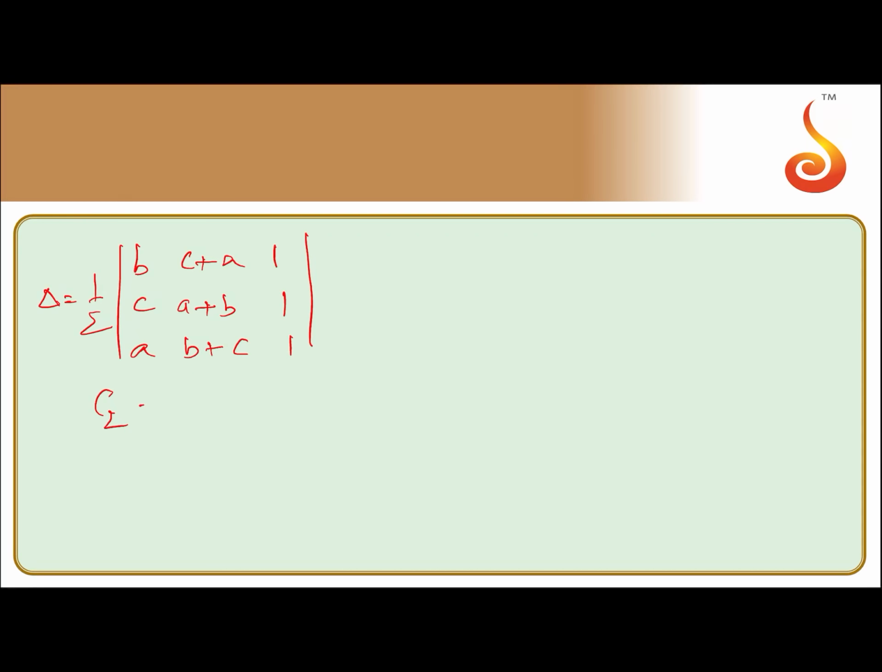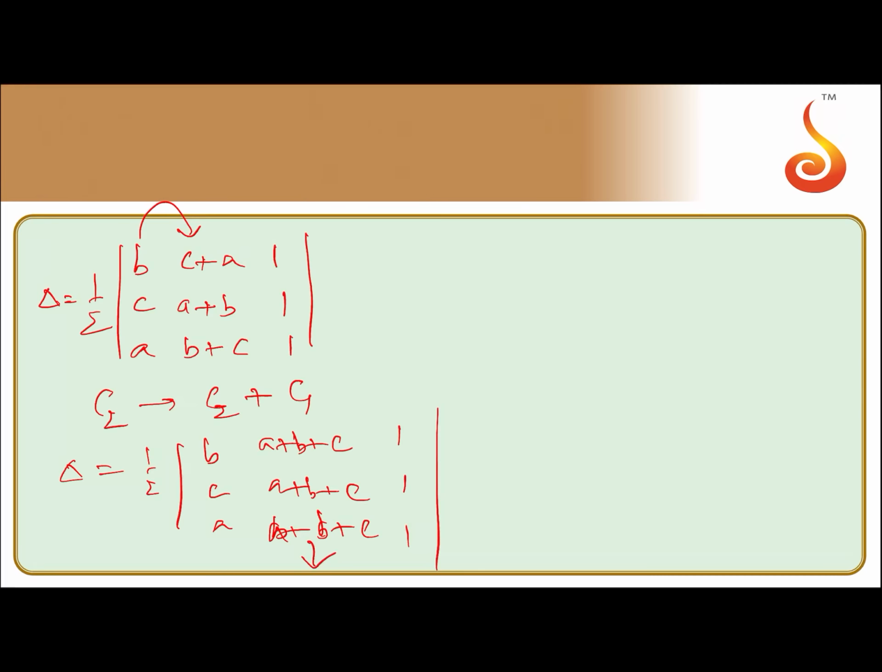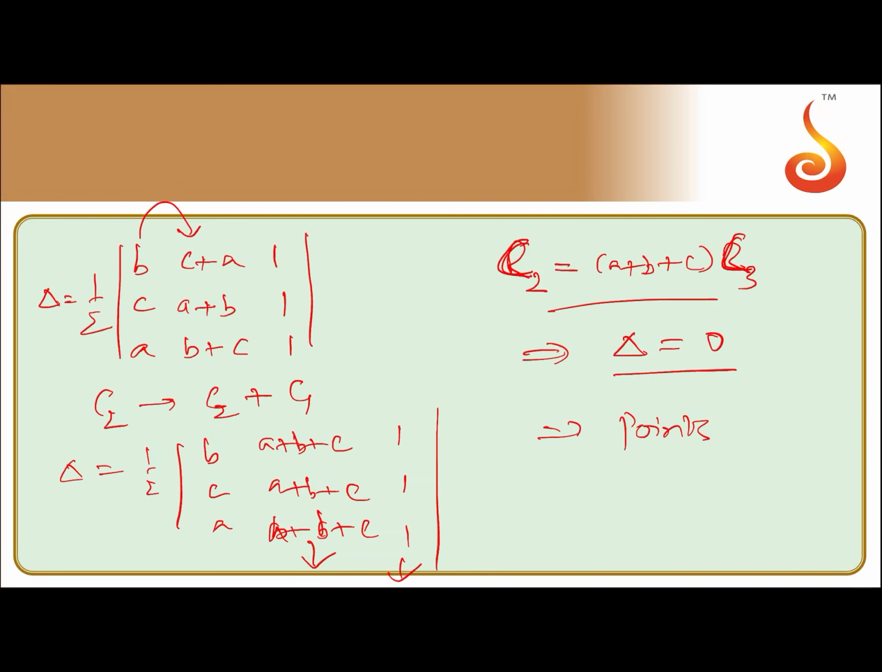Adding the first column to the second column, I change C2 by adding the first column elements to the second column. Thereby you get B, C, A plus B plus C, and B plus C plus A plus B plus C, 1, 1, 1. Here the two columns are such that one is a scalar multiple of the other. Sorry, C2 is A plus B plus C times C3. Therefore, one column is a scalar multiple of the other column, and therefore the determinant is equal to 0 by the determinant property. That implies the area of the triangle is equal to 0, and therefore the given points are collinear.